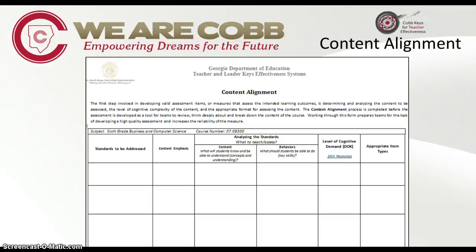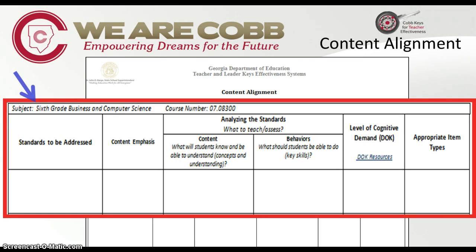Let's take a look at those three forms mentioned earlier: content alignment, TOS, and the criteria table. We're going to start with the content alignment. This form isn't actually required by the DOE for submission, but we're using it to ensure transparency and fidelity of process. At the top, you can see where the subject is listed, and most importantly, we have the course number. In the first column, we have the standard to be addressed, and these are the power standards listed vertically. You're going to write them here once you decide as a team what standards you use in the SLO.